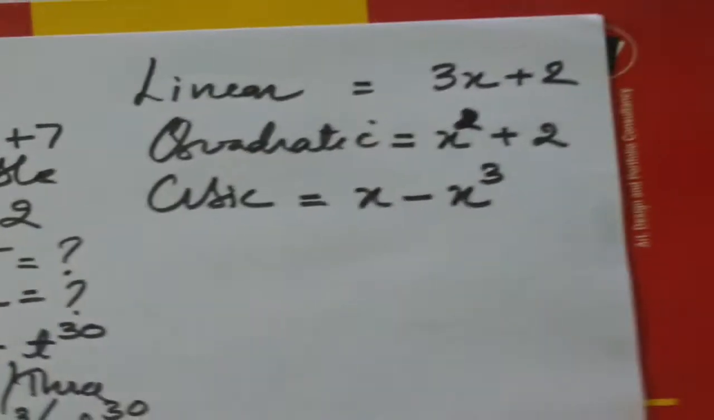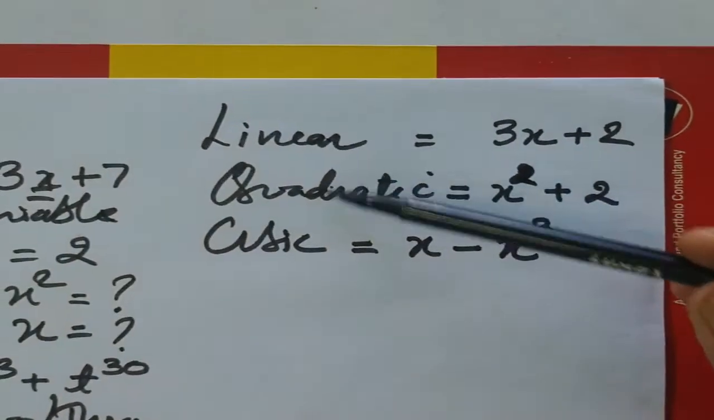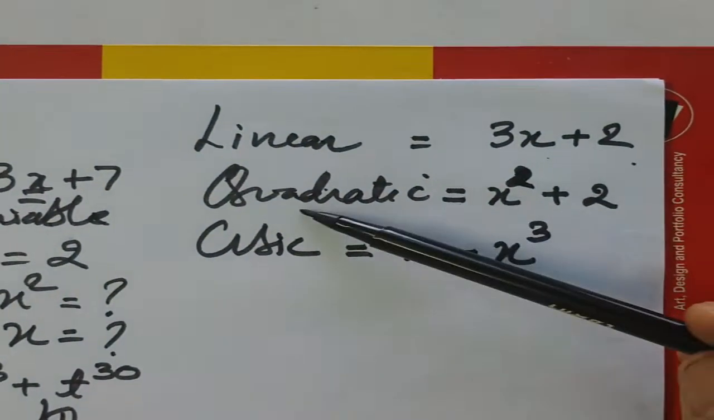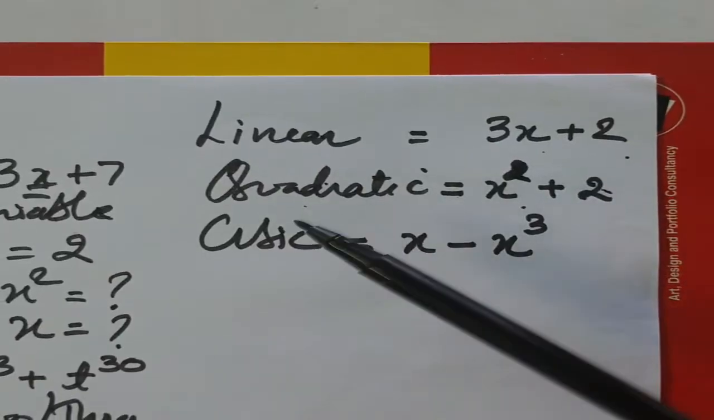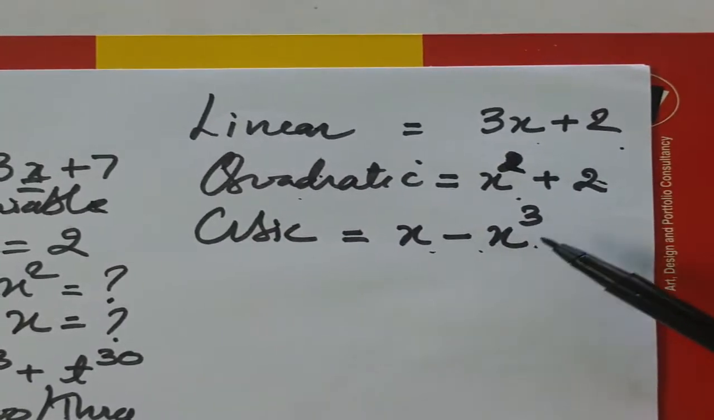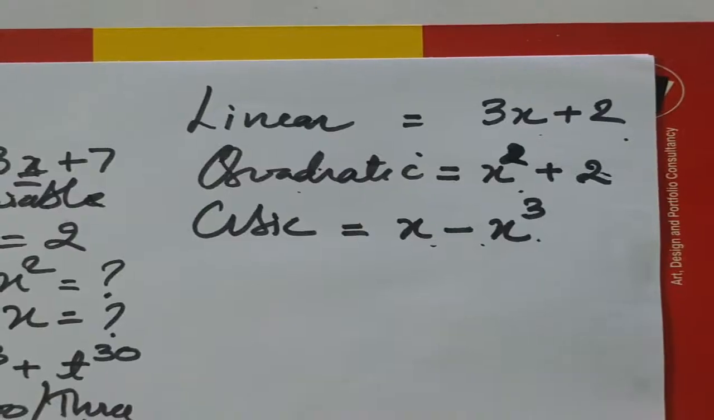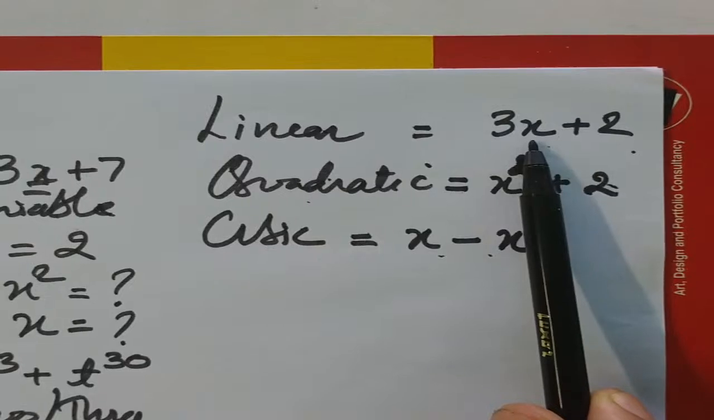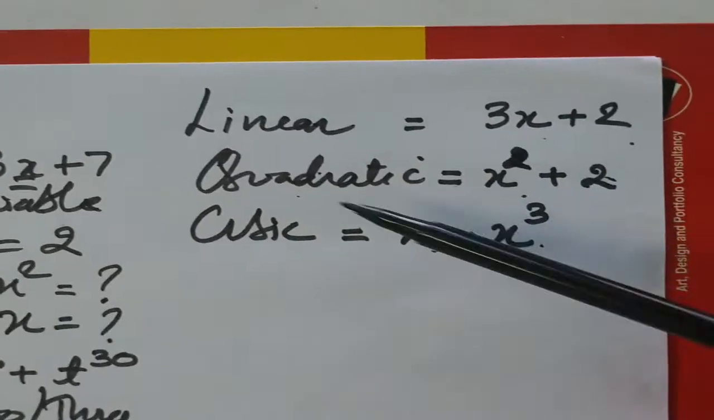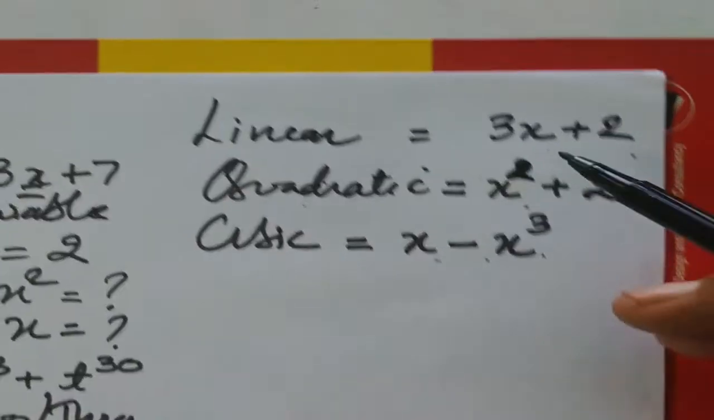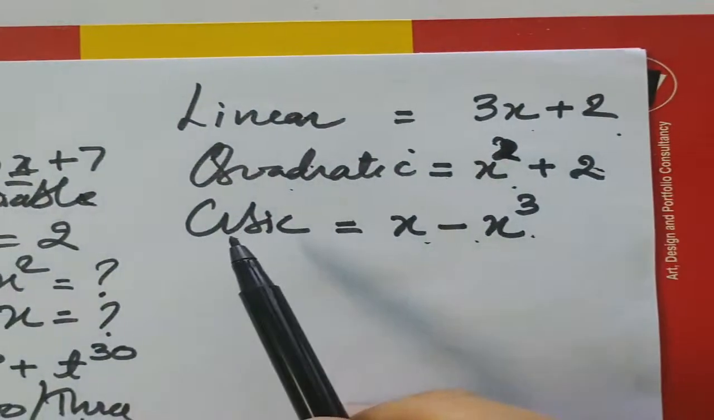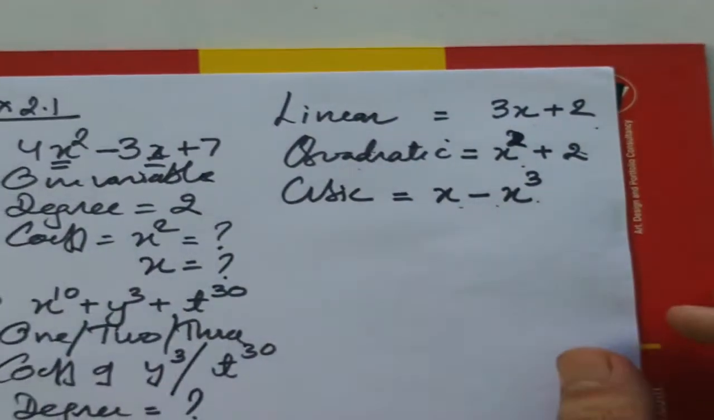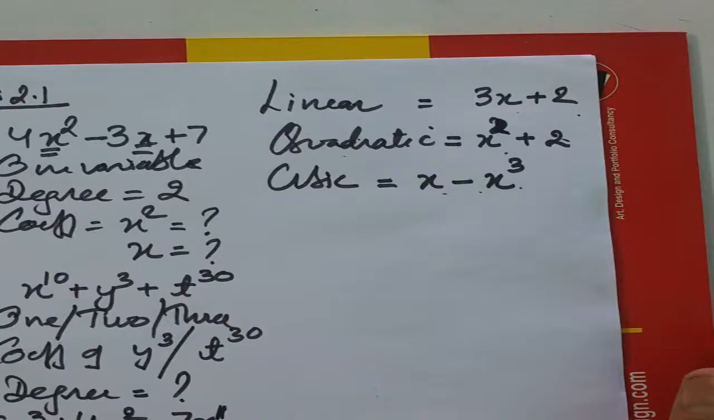Now, what is the difference between the three types of polynomial? Linear polynomial is 3x plus 2. Quadratic polynomial is x squared plus 2. Cubic polynomial is x minus x raised to the power 3. So what is linear? A polynomial in which the power of x is 1. Quadratic polynomial means the power is 2. And cubic polynomial means the power is 3.